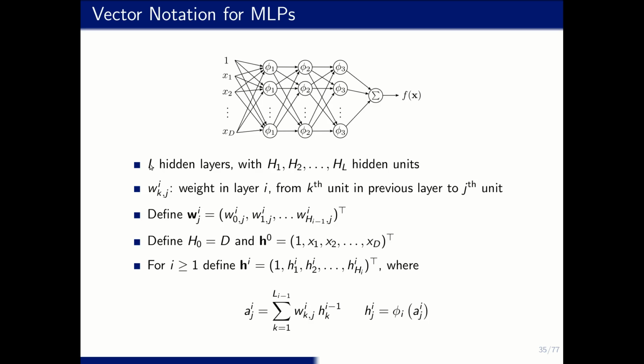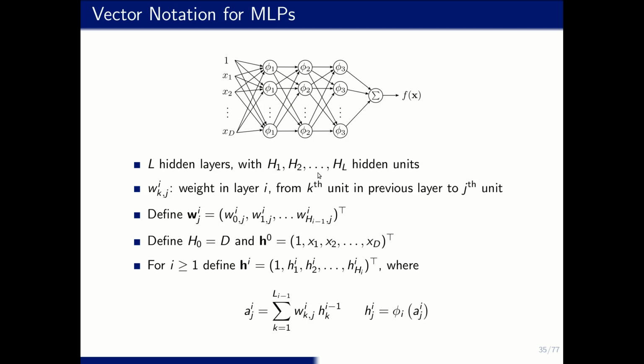For notational sake, assume that we have L hidden layers. Here in this example, we have 3 hidden layers. Let's denote with H underscore index the number of hidden units. So H1 is the number of units in this layer, H2 is the number of units in this layer, H3 is the number of units in this layer, and so on. In general we have L hidden layers, and we might have a different number of units in each of these layers.